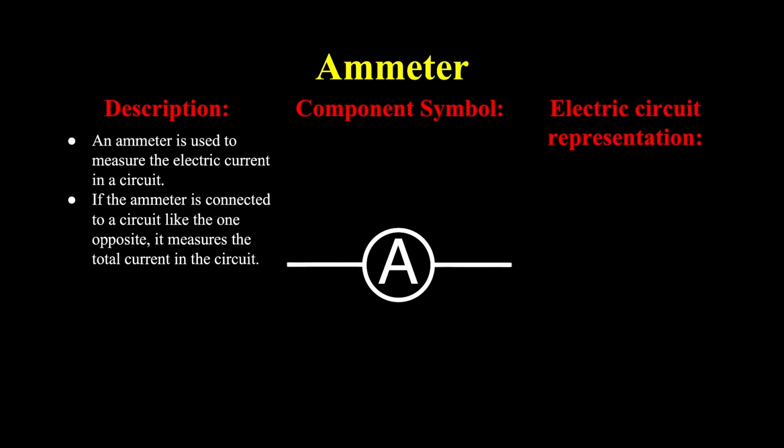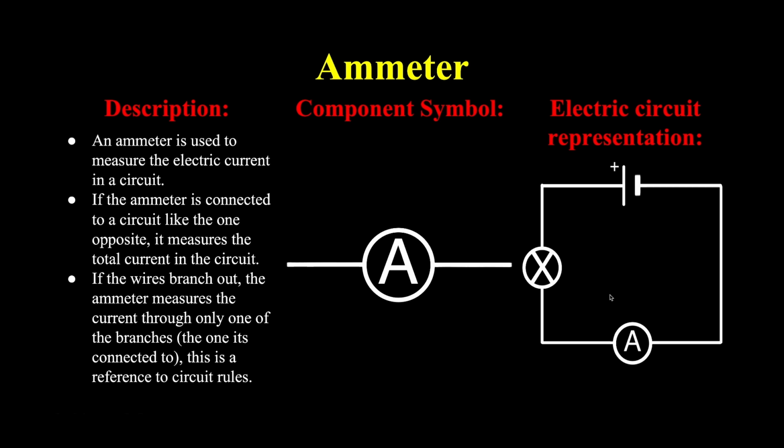If the ammeter is connected to a circuit like the one opposite, which is this one here, it measures the total current in the circuit. And if the wires branch out, the ammeter measures the current through only one of the branches, the one it's connected to. And this is a reference to circuit rules, which we will look at in an upcoming video soon. And this is a representation of an ammeter in an electric circuit.